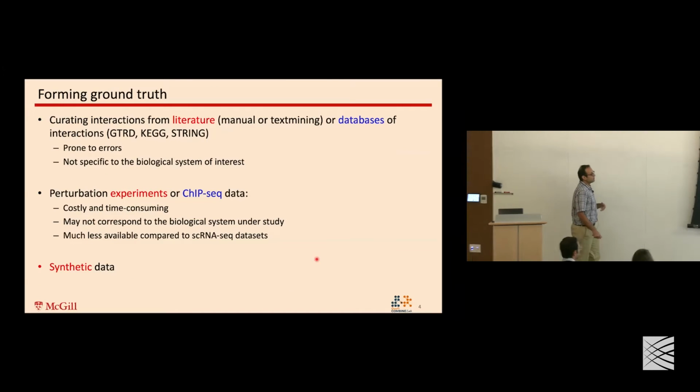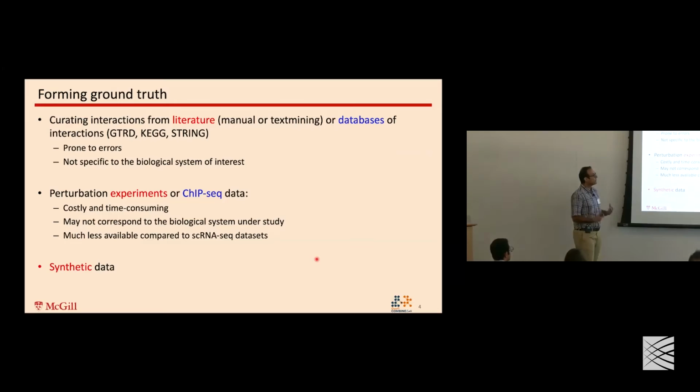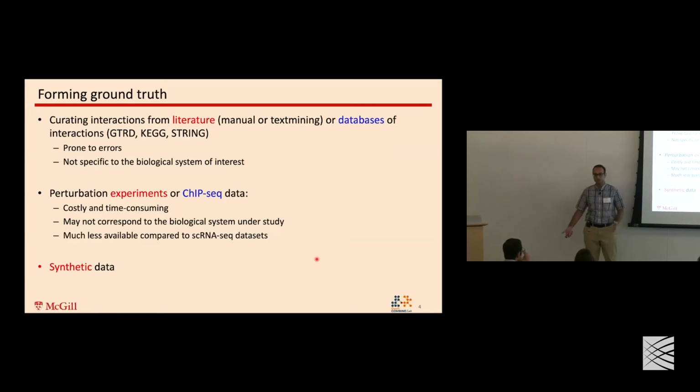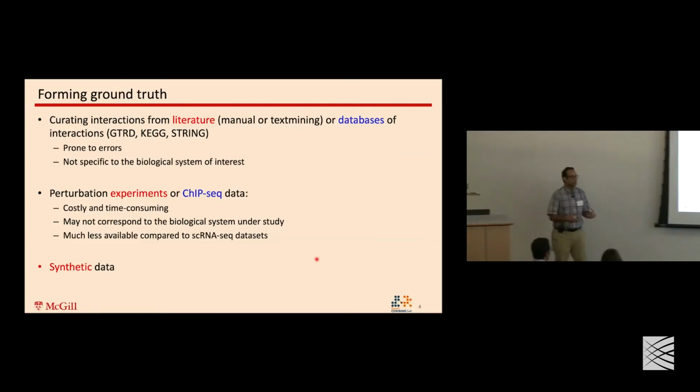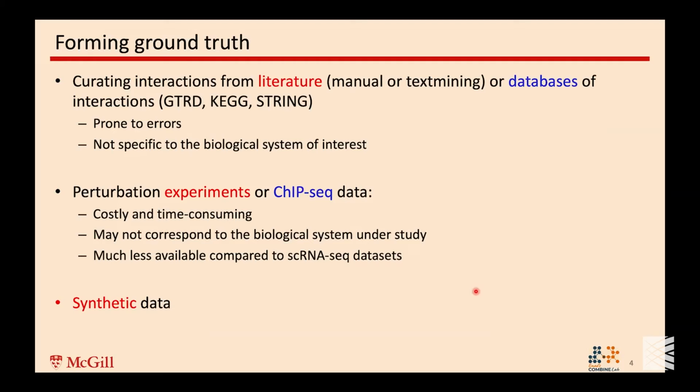For example, one common approach is to look into the literature, try to use, for example, text mining approaches or manually curate data sets, or rely on databases that have curated evidence from many different experiments. For example, STRING has protein-protein interaction information. KEGG is a famous pathway collection, or GTRD, which, for example, mainly collects TF-specific ChIP-seq data in order to give us kind of a core gene regulatory network.